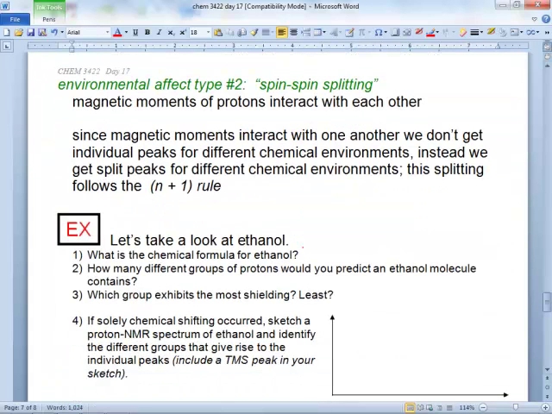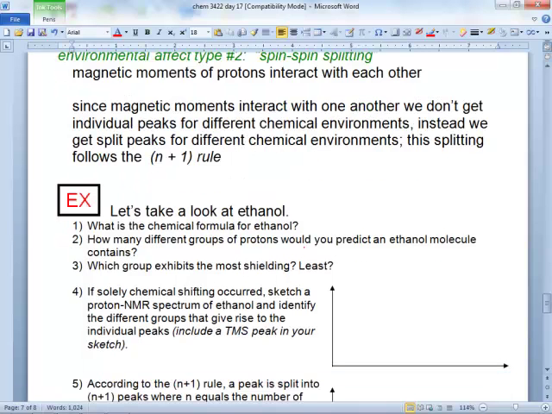Spin-spin splitting. Magnetic moments of protons interact with each other. Since magnetic moments interact with one another, we don't get individual peaks for different chemical environments. Instead, we get split peaks. So the thinking is close. If you have a methyl group, here its frequency is over here. If we have another type of group, it's over here. That's right. But these peaks are actually split depending on what's going on around them, what protons are around them.